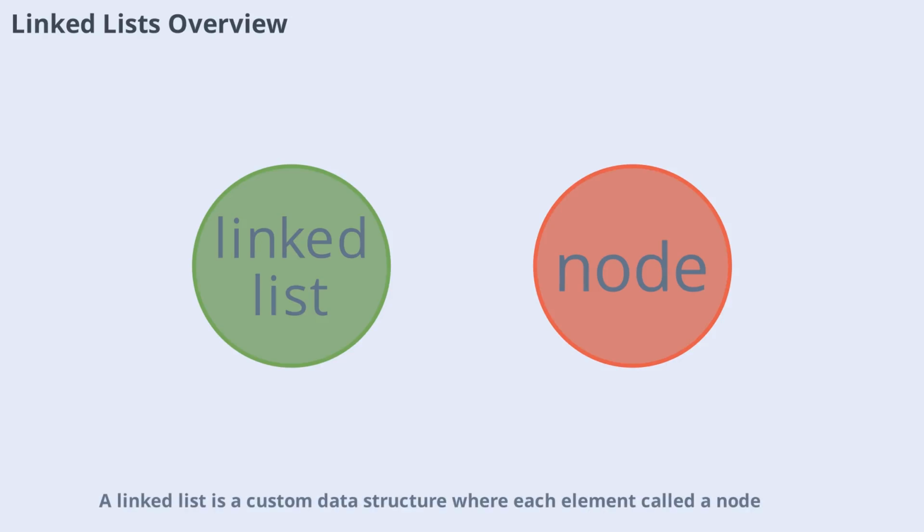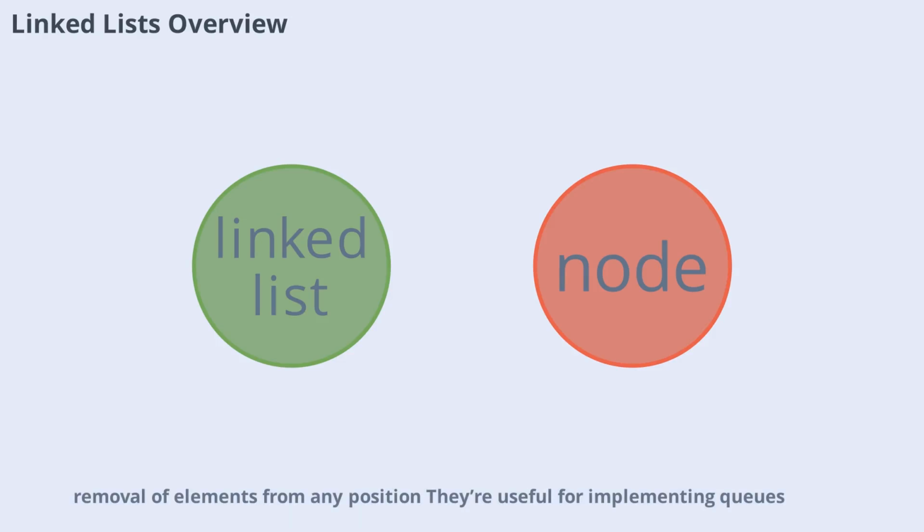A linked list is a custom data structure where each element, called a node, contains data and a reference to the next node. Unlike lists, linked lists allow efficient insertion and removal of elements from any position. They're useful for implementing queues, stacks, and other dynamic data structures. Understanding linked lists is key for advanced programming tasks.